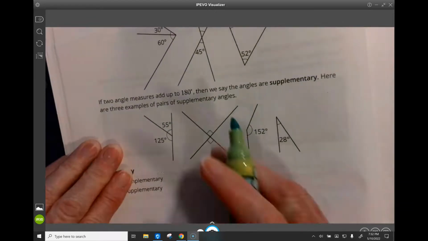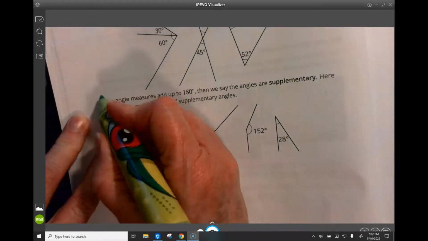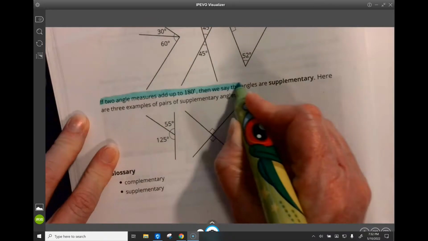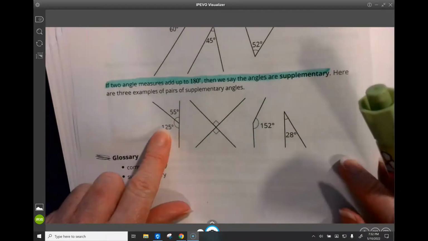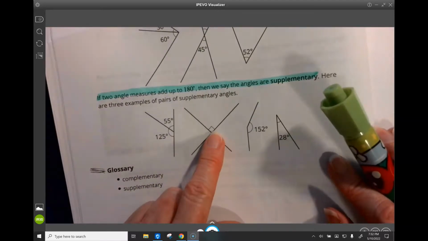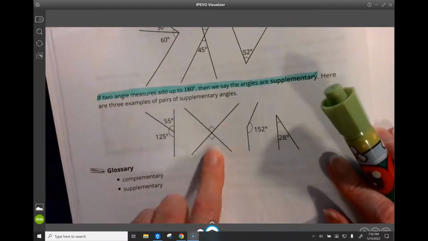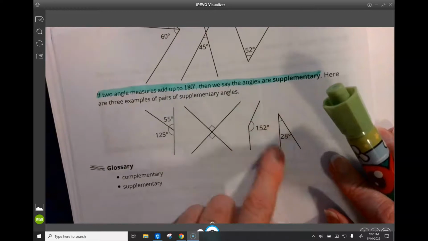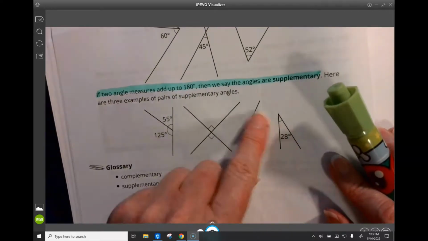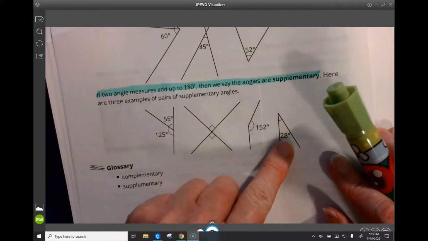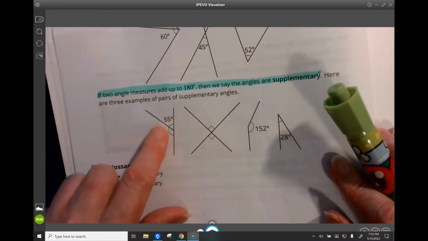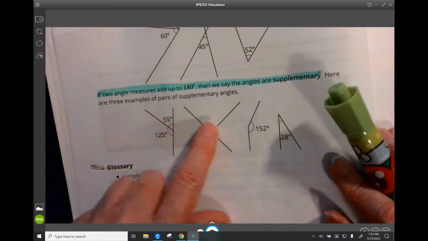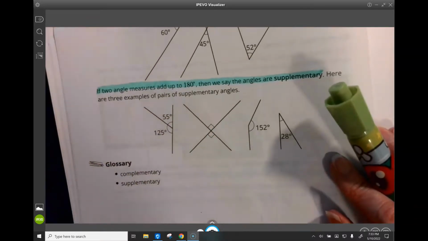If two angles add up to 180, those are called supplementary angles. And here are 3 examples. This adds up to 180, and see that's a 90 degree angle and a 90 degree angle, so those are congruent. Here is 152, and there's 28. They don't even have to be adjacent angles to be supplementary. They don't have to be right next to each other. See, here they're across from each other. Here they're adjacent. They share a side. But they're still supplementary angles.